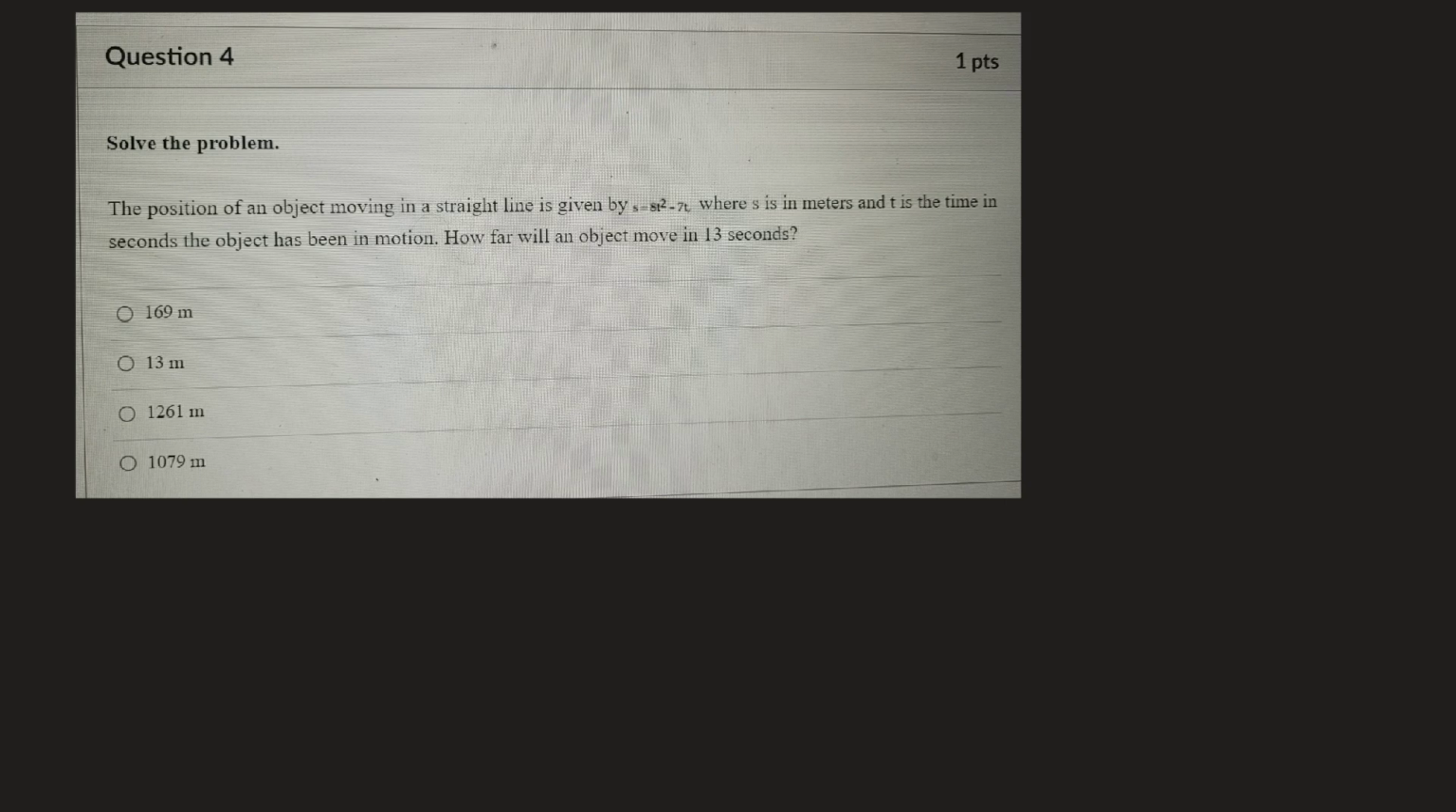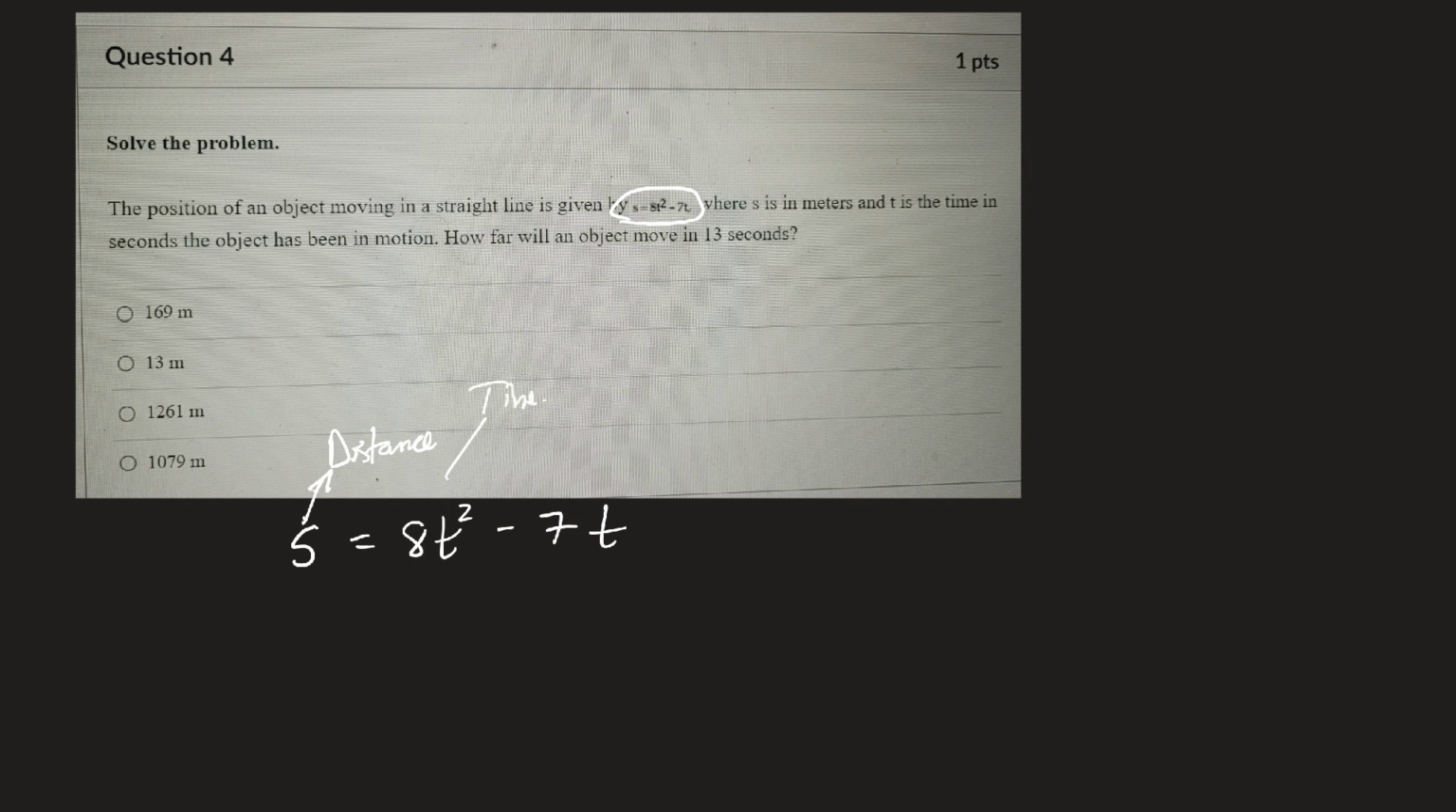All right, here's a couple good questions. First one: the position of an object moving in a straight line is given by, so this is their position, let me write that down, S equals 8t squared minus 7t, where S is in meters, so it's how far something's moved, the distance, and t is the time in seconds.